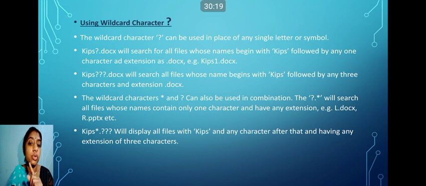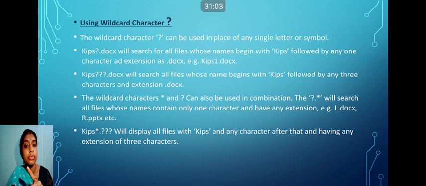It will search only for those files where one alphabet, one character, or one symbol is written after kips. Example, kips1.docx. In place of the question mark, 1 is there. It can be a single s or any alphabet or any symbol or any number, anything, but only one. Next is kips triple question mark. If triple question marks are there, it means we are aware that there will be three characters, symbols, or numbers after kips. Suppose kips123.docx. Here we are writing the extension.